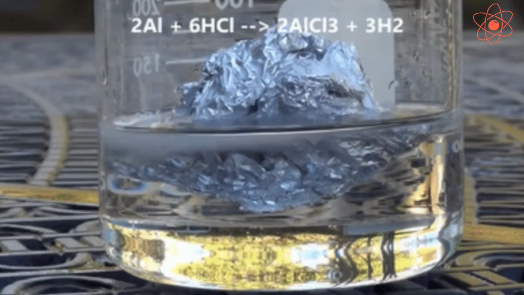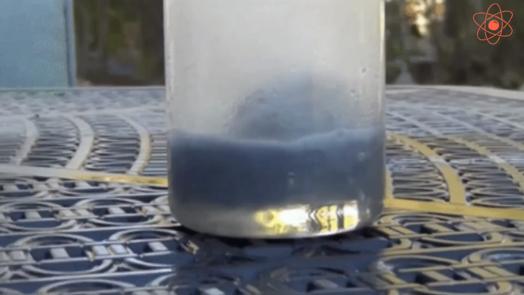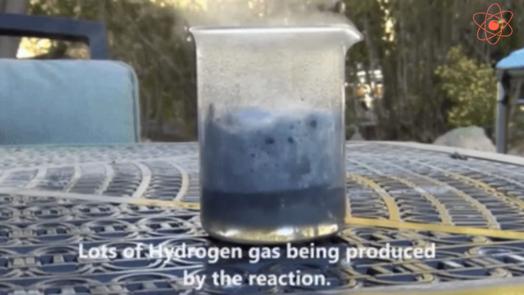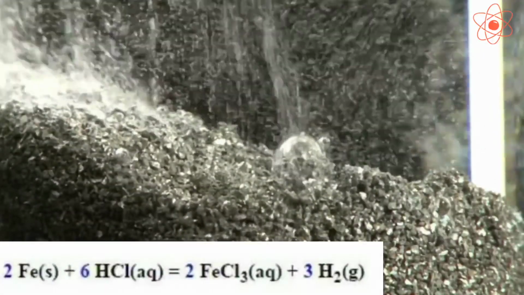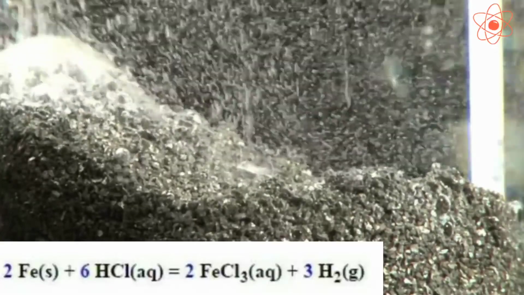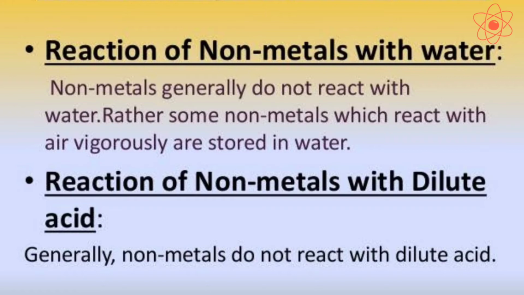Aluminium reacts with dilute hydrochloric acid and forms aluminium chloride and hydrogen gas. Iron reacts slowly with dilute hydrochloric acid and forms iron chloride and hydrogen gas. Non-metals do not react with acid at all.